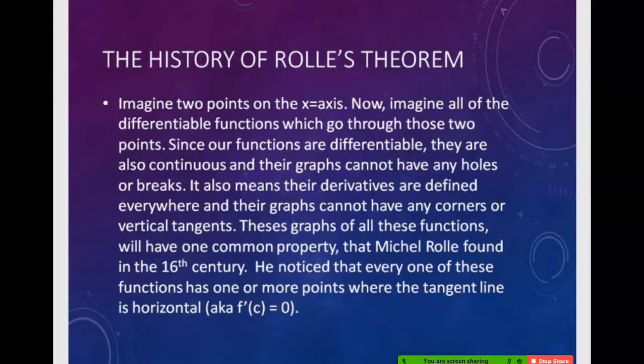There are no sharp corners. There are no vertical tangents. These graphs of all of these functions have one property in common. That property they have in common is that the derivative will equal 0 at the extrema. The one property they have in common is that these points will have tangent lines at f prime of c equal to 0.